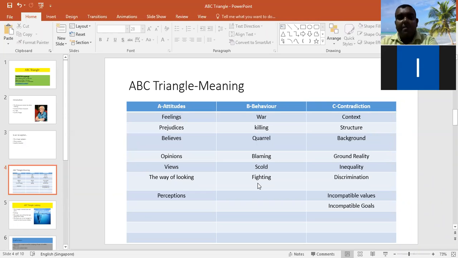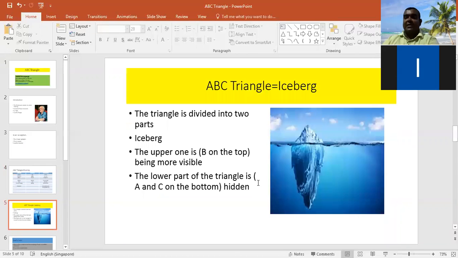It is very important to remember. It's called ABC as well as the conflict triangle, right? It is like an iceberg. The triangle is divided into two parts actually, upper and lower. The upper one is on the top, being more visible. It is the most visible part of the iceberg. Likewise, the upper part, the behavior part, is the most visible part of the conflict. B, behavior, is the most visible part of a conflict, right?